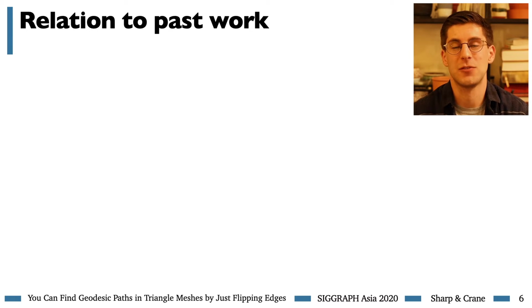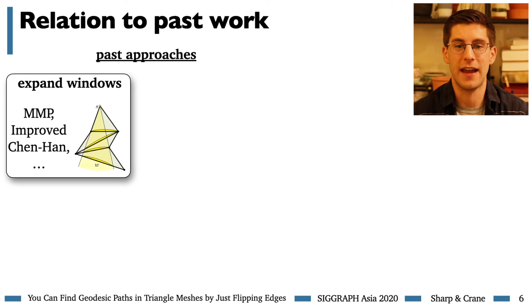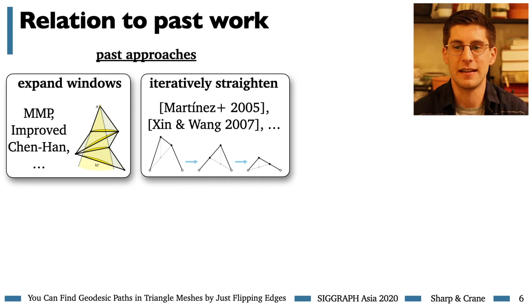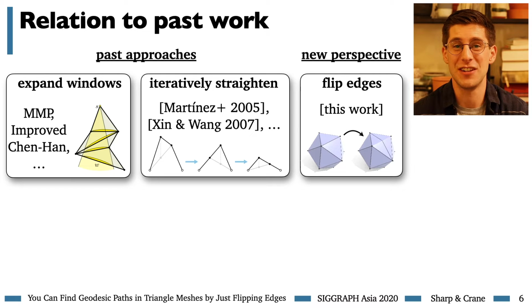There's been a great deal of past work on the subject of finding geodesics. Most methods fall broadly into two categories: window-based methods, which expand an outward search to find geodesics, and iterative straightening schemes, which repeatedly shrink some Lagrangian representation of a curve. One cool thing about our approach is that we have a very different take on the subject. We find geodesics by flipping edges.